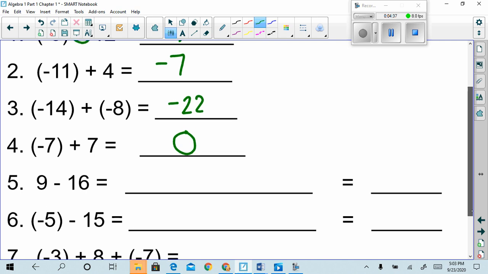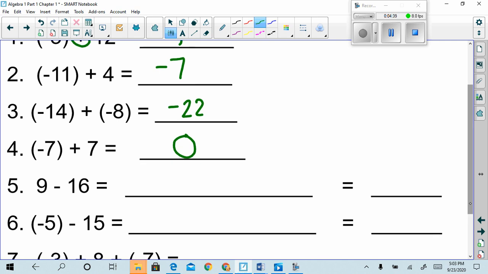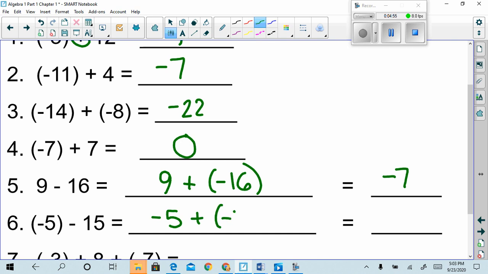On to subtraction. When I'm subtracting, the rule says to add the opposite. I have 9 plus a -16. Because the signs are unlike, I'm going to subtract and get a -7. In my next one, once again, I have a subtraction. Subtraction tells me to add the opposite. I now have two of the same signs, so I just add and keep the sign.